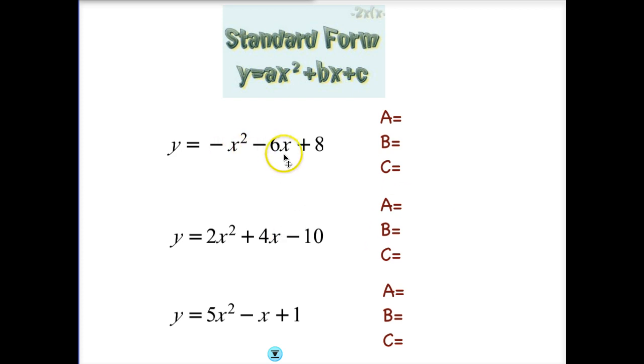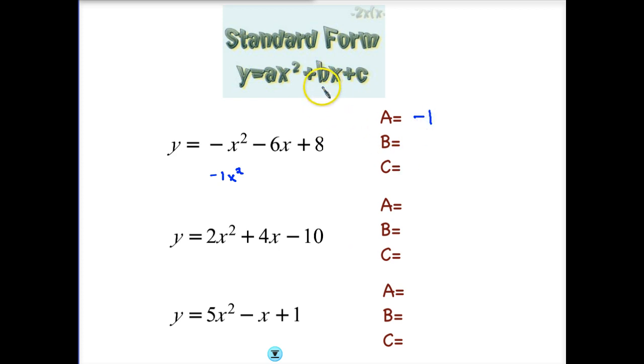Okay, so in our first one, we need to identify the A, B, and C. Well, if I look up here, the A is always the coefficient in front of my x squared term. So even if these are out of order, I'm always going to pull the number that is in front of my x squared term. Well, if I look at this first one, I don't see a number. But if you remember, the number is always going to be 1 if you don't see a number. So in this first example, this is a negative 1. So really I could write this as negative 1 x squared, and it would be the same thing. So our A value is going to be negative 1.